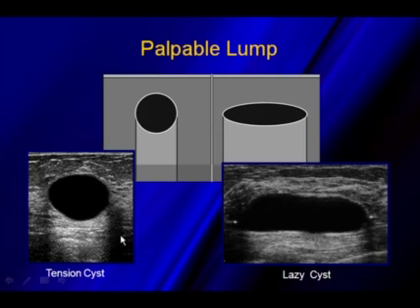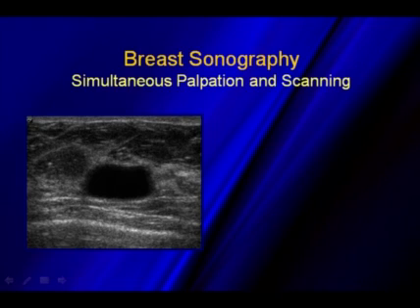normal tissue. These tension cysts can only be a couple centimeters or a couple millimeters actually in size, but they're very palpable because they're under pressure. A lot of times on the lazy cyst, what you may be feeling is more of the fibroglandular tissue that extends up over it. So here's a patient that came in with a palpable lump.